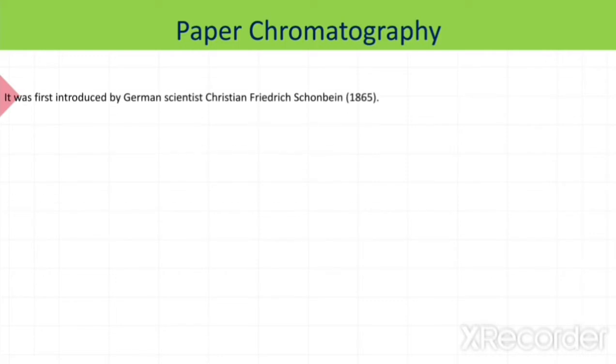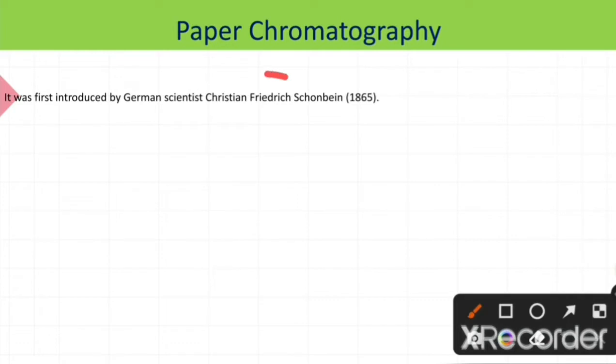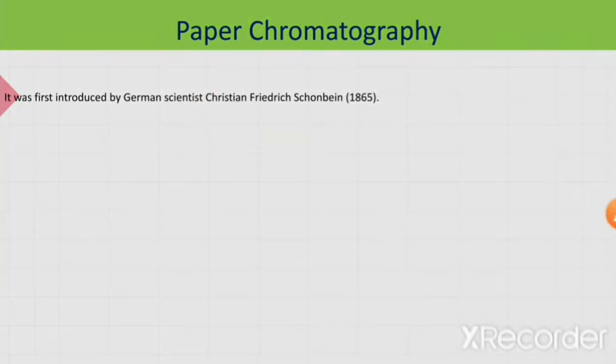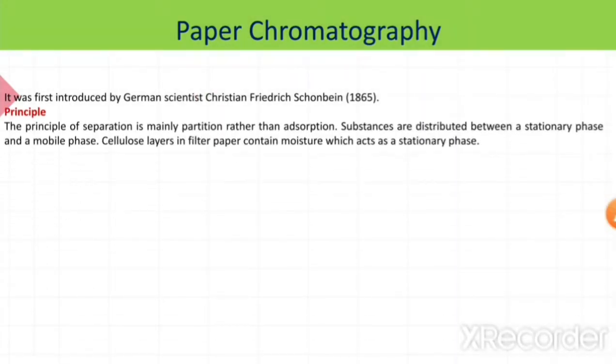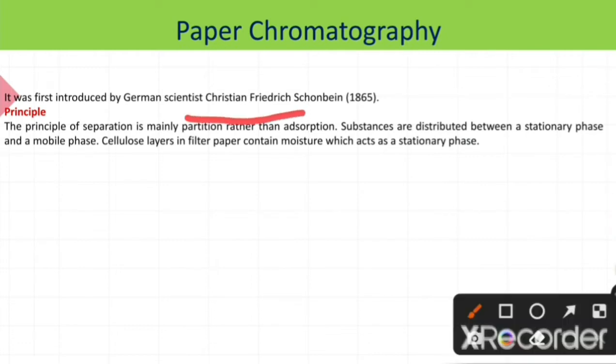So first, what is paper chromatography? It was first introduced by the German scientist Christian Friedrich Schwaben in 1865. Now see, what is the principle? The principle of separation is mainly partition rather than adsorption. Paper chromatography is totally based on partition rather than adsorption. Substances are distributed between the stationary phase and a mobile phase. Cellulose layers in a filter paper contain moisture, which acts as a stationary phase.